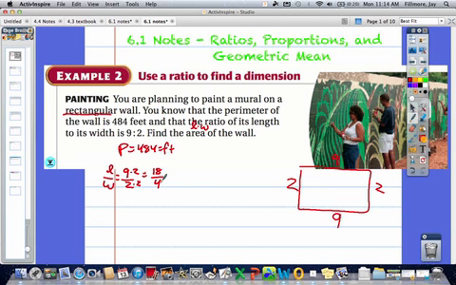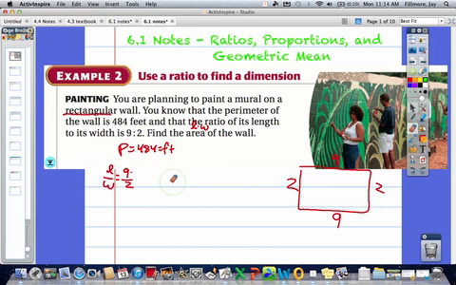But if we add 18 and 4, 18 and 4, we still don't end up with 484, so that's not going to work. Let's try multiplying by 2 again. 36/8. But if we add 36 and 8, 36 and 8, we still don't end up with 484. So there's a lot of guessing and checking if we do it this way. There's a much easier way we can do this.